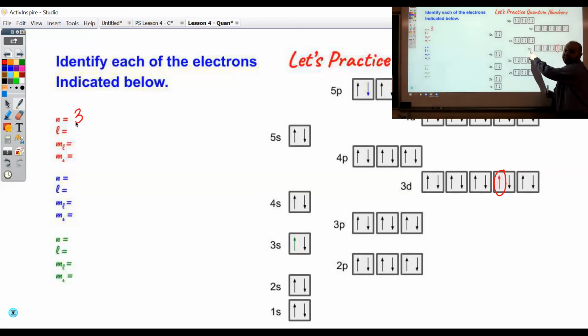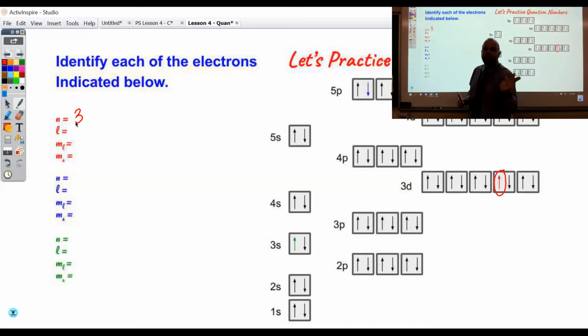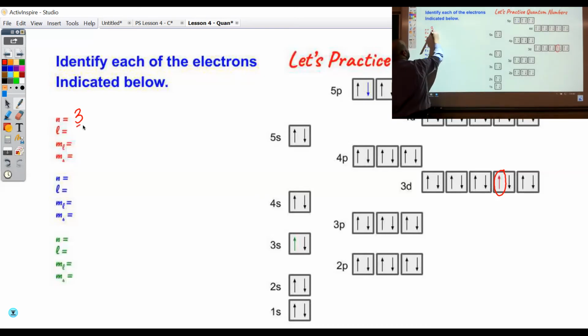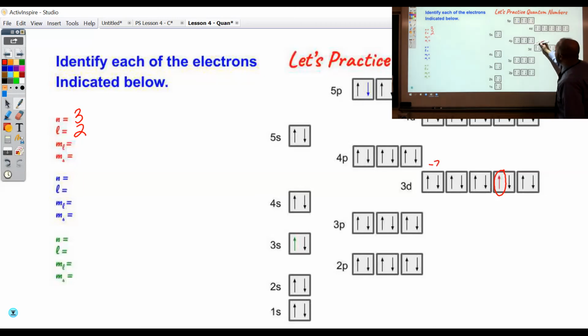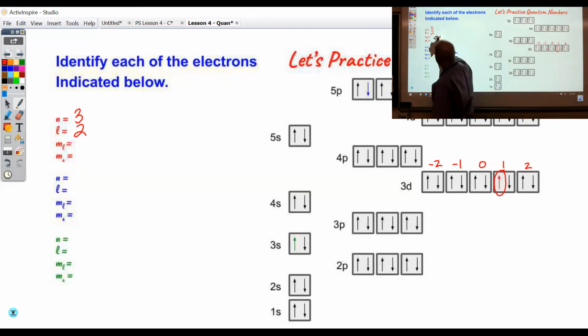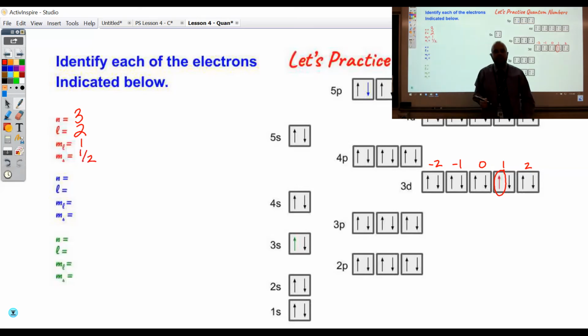We are in a D sublevel. So remember, S is 0, P is 1, D is 2. So we're a 2 there. In terms of which specific orbital we are in, this is -2, -1, 0, 1, and 2. So this is the 1 spot. And we are the electron pointing up. So that's going to be either a half or positive 1/2.